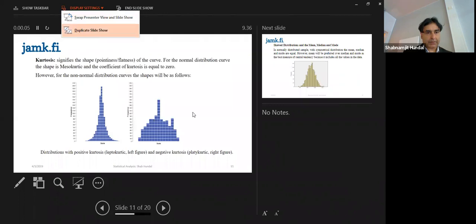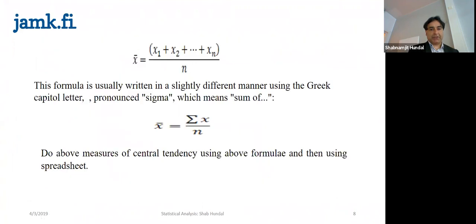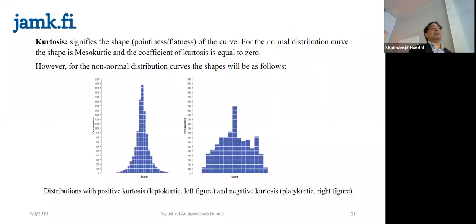The next topic which I want to discuss with you is kurtosis. Sorry, skewness I should do first. Skewness shows how symmetric the data is. I think we did skewness last week, didn't we? All right, let's forget it. Skewness is how scattered the data is. The next thing is kurtosis. Kurtosis is how pointy the data is.